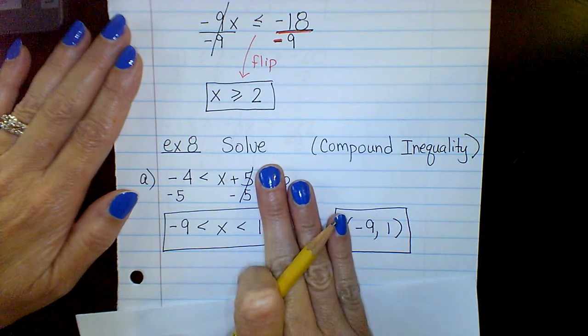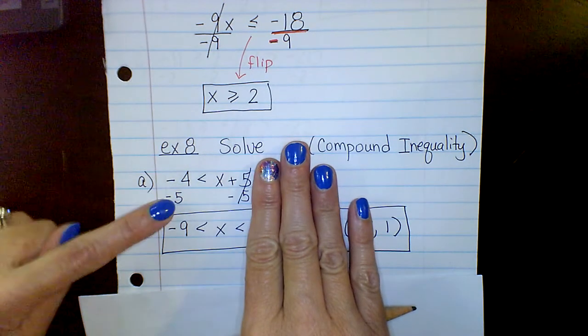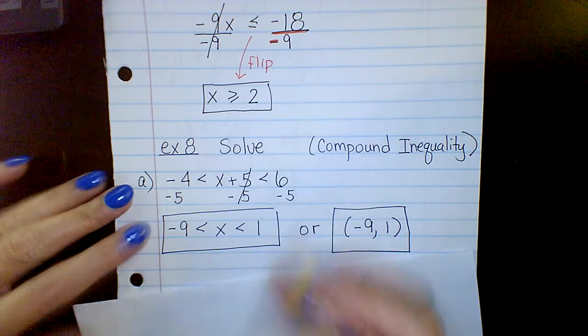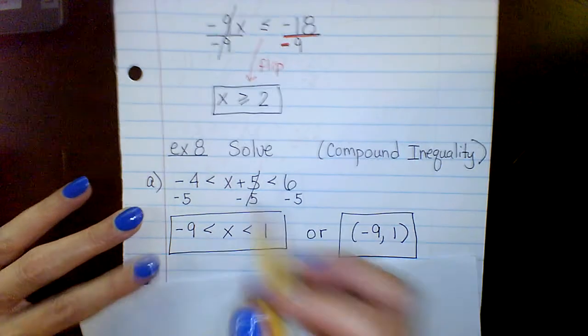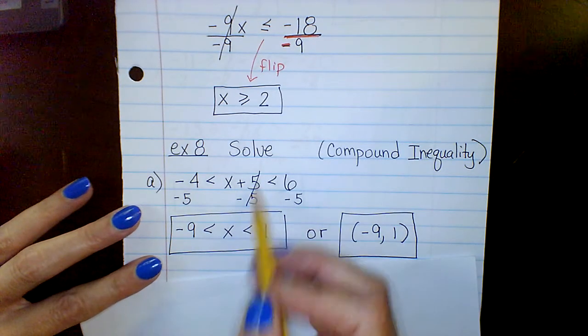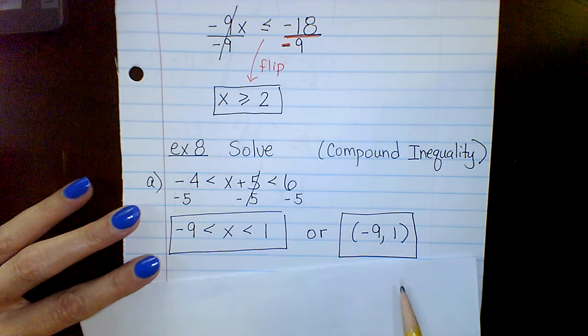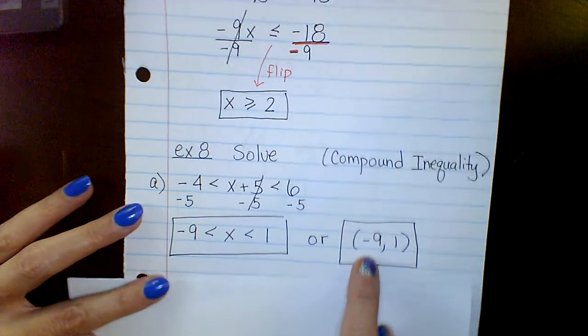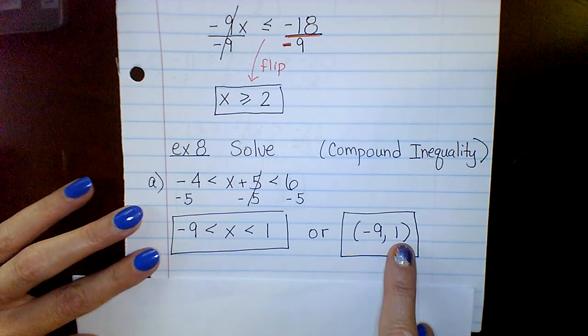So if you just had this part right over here, you would just subtract 5 from both sides, right? Well, you just have to subtract 5 from all 3 parts. That gives you negative 9. Those zero out. You got x by itself, and then 6 minus 5 is 1. Now, I did write that in interval notation as well, because those are both strict inequalities. Those are both going to be parentheses.